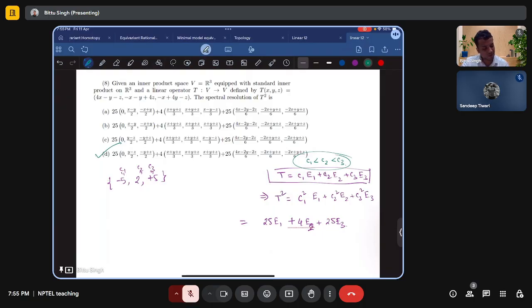Yes. The main thing is that we want to decompose T as a sum of projections. That is the main goal. So those are actually sums of projections, projections on eigenspaces.